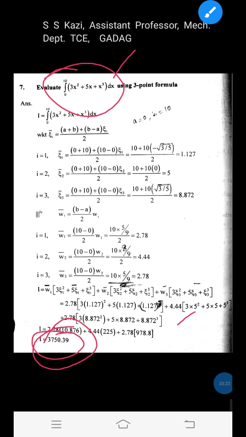In the next video, one more problem we will solve, and we will discuss the two-dimensional analysis of the Gauss integration method.